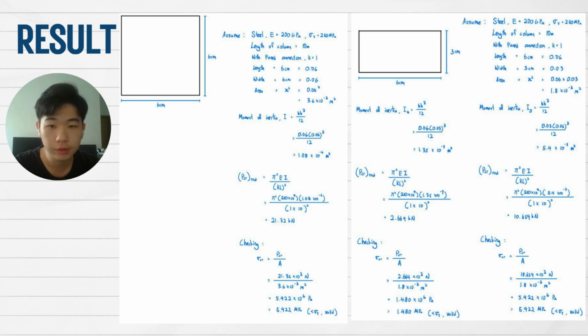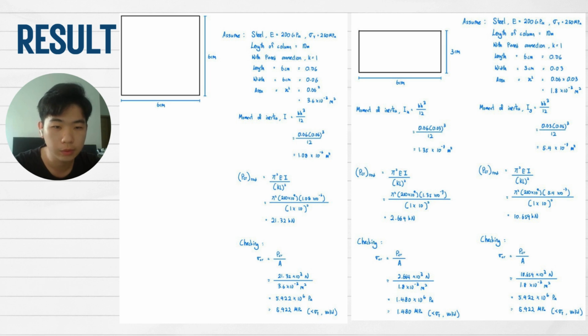And also for the solid square rod, because we find out the moment of inertia, we can get 1.08 times 10 power of negative 6 meter power of 4. And we also can find the critical load, where we can get 21.32 kilonewton. And for checking, we have to calculate the bending stress, and we can get 5.922 megapascal.